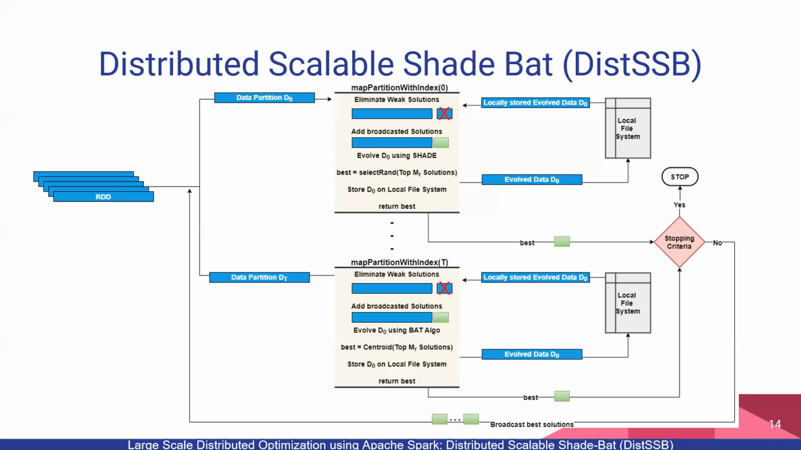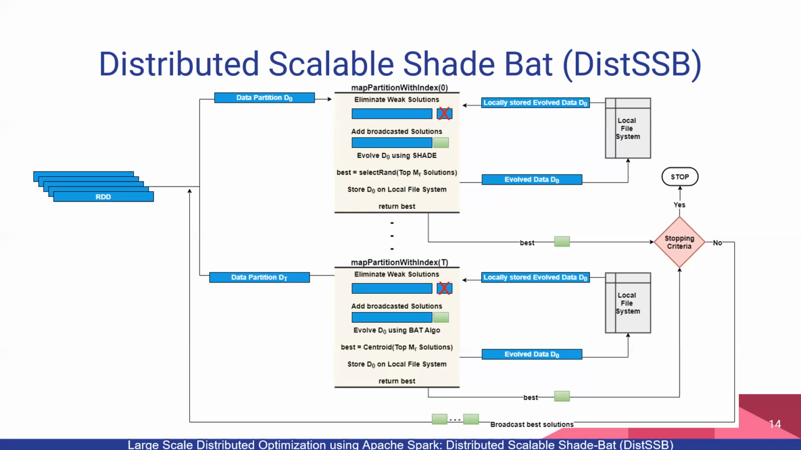After the first migration interval, we save the evolved population on the local file system. As the last step of map partition, we materialize the RDD to return the best solution from each partition. It is important to mention that we calculate the best solution for the BAT algorithm by calculating the centroid from a few fittest solutions, while for the SHADE algorithm, we randomly choose a solution from a limited pool of fittest solutions as the best solution.